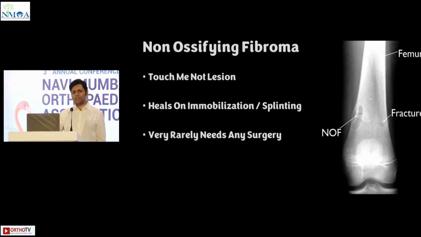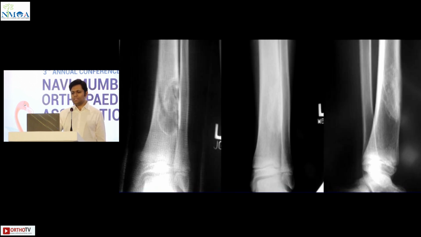You can see a fracture line through the non-ossifying fibroma. Immobilization, splinting, casting will heal, and it rarely needs a surgery. This is an example of a fracture through a non-ossifying fibroma, which healed very well on immobilization, and the patient is asymptomatic.